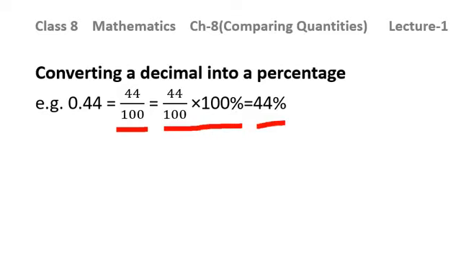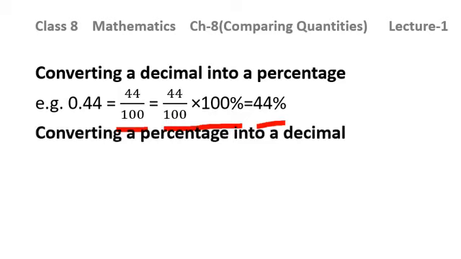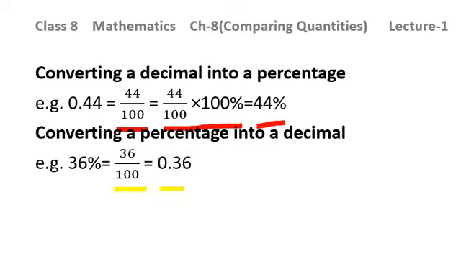Now vice versa, converting a percentage into a decimal. How will you proceed? For example, 36%, we need to convert it into a decimal. Simply convert it into a fraction: as the percent sign is written, the denominator will be 100. So 36 over 100 will be equal to 0.36. This is the decimal notation of 36%.